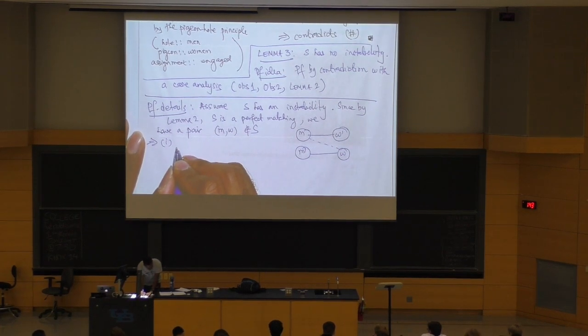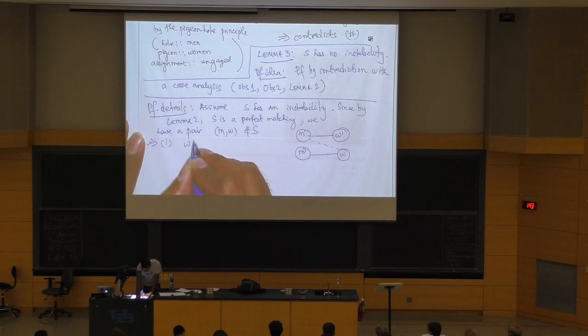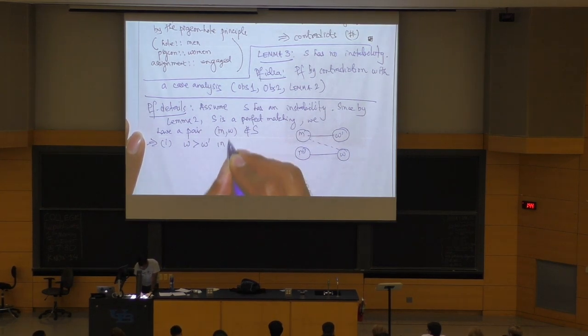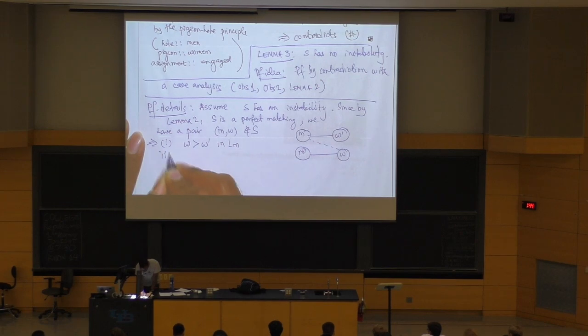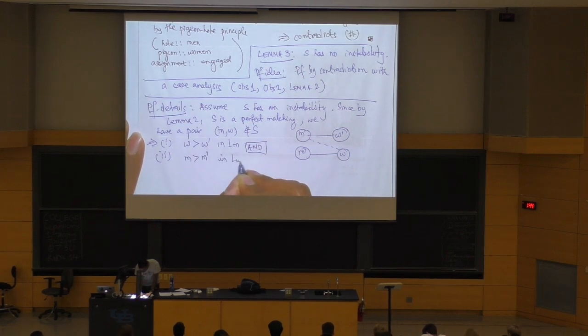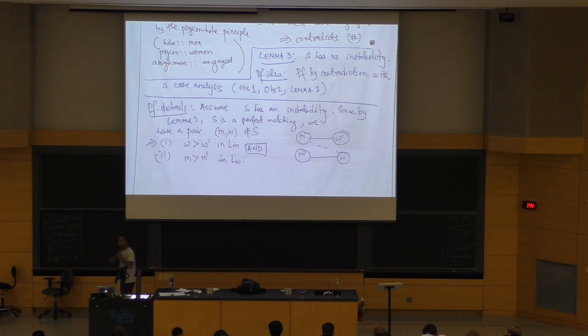If you look at M's preference list, then he prefers W to his current assigned partner W prime in L of M. And this is important, and you need both parts. And M is higher than M prime in W's preference list. Okay? So this is what we can immediately conclude, knowing that S is a perfect matching but not a stable matching.